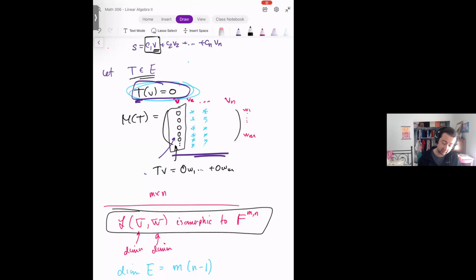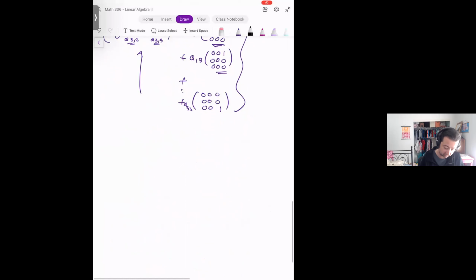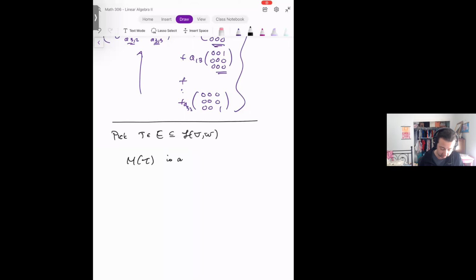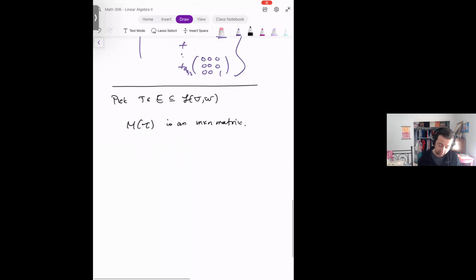No, no. What I'm saying is this, so I'll be more concrete here. If you pick any T you want in E, which is a subset of L(V, W), the matrix of T is an M by N matrix. That's just true, right? The isomorphism tells you that if you pick a T inside E, the matrix of that operator must be M by N because it's a map from V to W, right? So that's step one. Step two is that particular T has a matrix that looks like this.